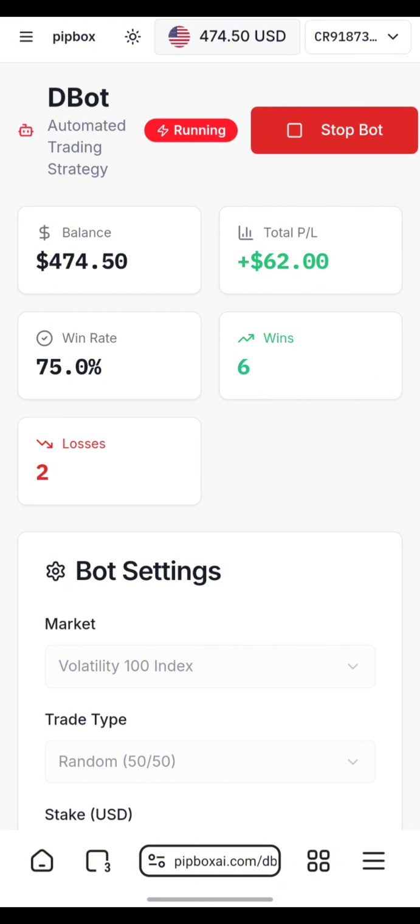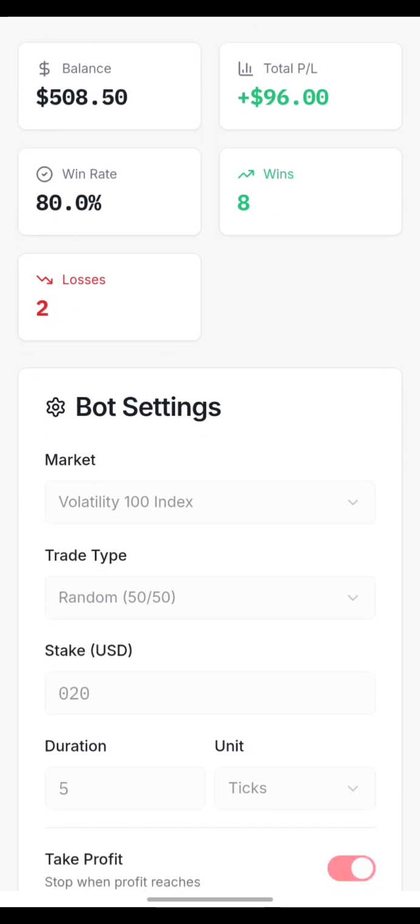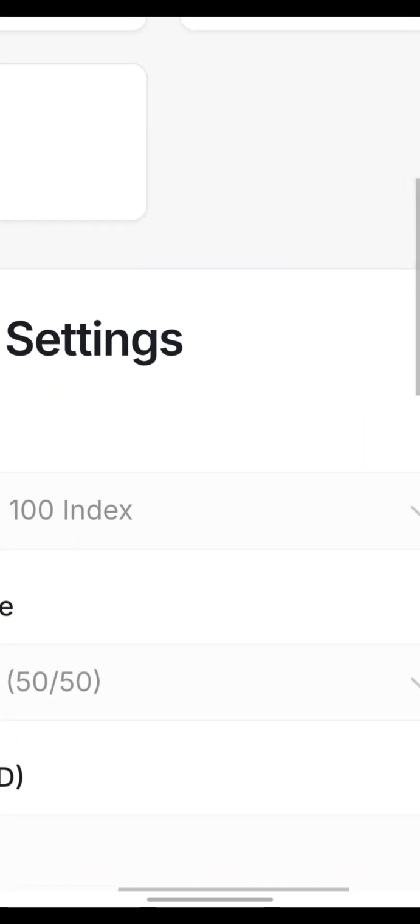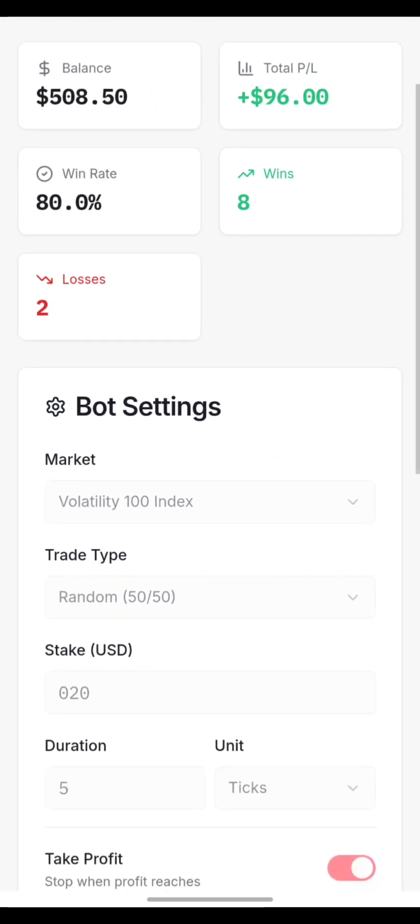And you see we are up 62.00 USD, and our balance is 491.50 USD. Our win rate is still at 77.8%, and we only have 2 losses. The market that we are trading is the Volatility 100 index. We didn't check on our trade type, but we are doing random 50-50.